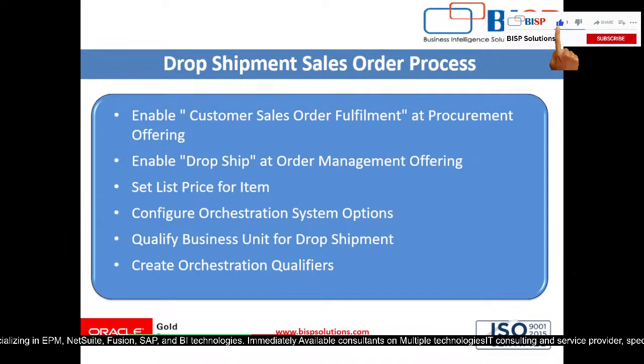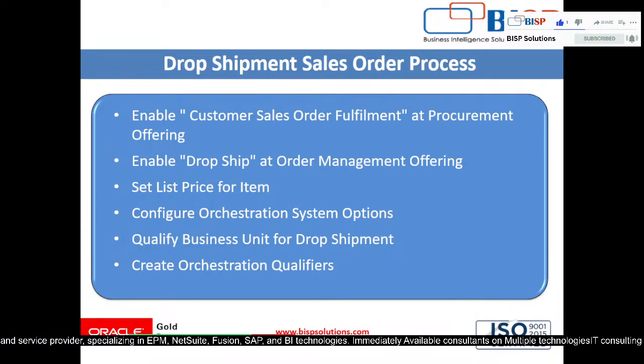So what are the basic setups? Like enabling the customer sales order fulfillment. We have already seen how we set this in the procurement offerings, right? And for the drop shipment we have one offering in our order management, right? So we have to enable these things in our application. Later on we have to set the price for our item, we have to configure the orchestration system options, and we have to define the qualified business unit for our drop shipment.